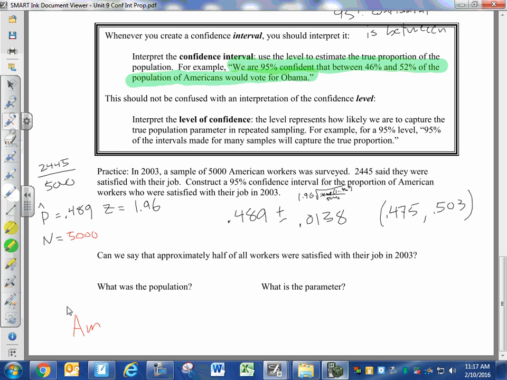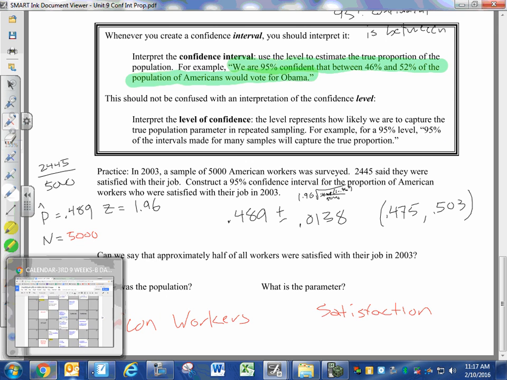American workers. That's what we're trying to figure out. American workers. And what is the parameter? The parameter is what we're studying about American workers. What are we studying about American workers, Mr. Johnson? Yeah, their satisfaction level. Okay.